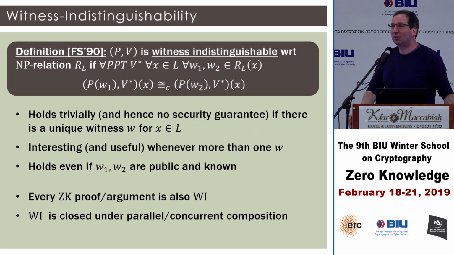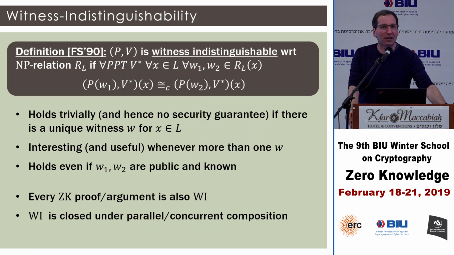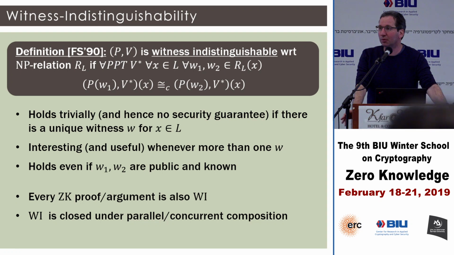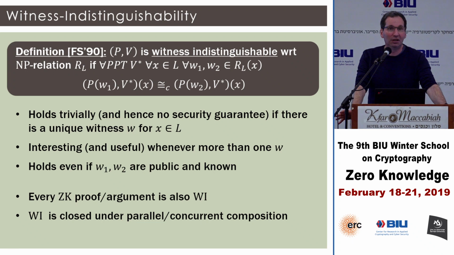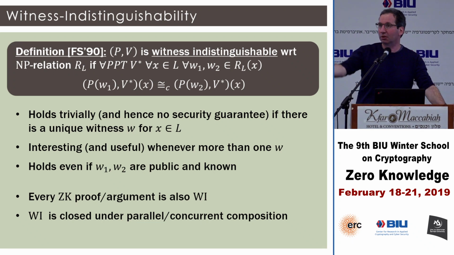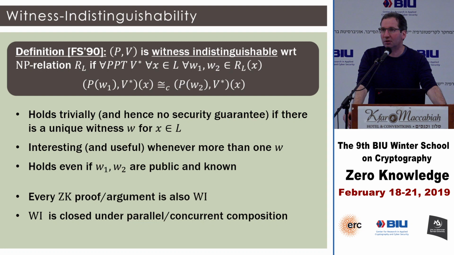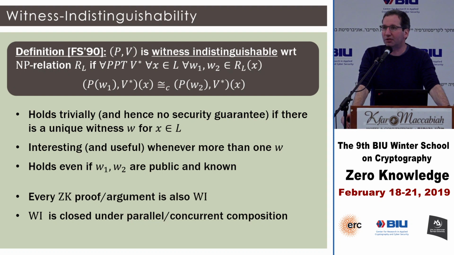So let's recall. We defined witness indistinguishability. We said an interactive proof is witness indistinguishable if it doesn't reveal which one of the possible witnesses for X in the language was actually used by the prover. And we said it's interesting only if there's more than one witness, otherwise it guarantees nothing, right? Because a proof where you send the witness is witness indistinguishable vacuously, and it's clearly not secure. And we said that it holds even if the witnesses are public, just like encryption.